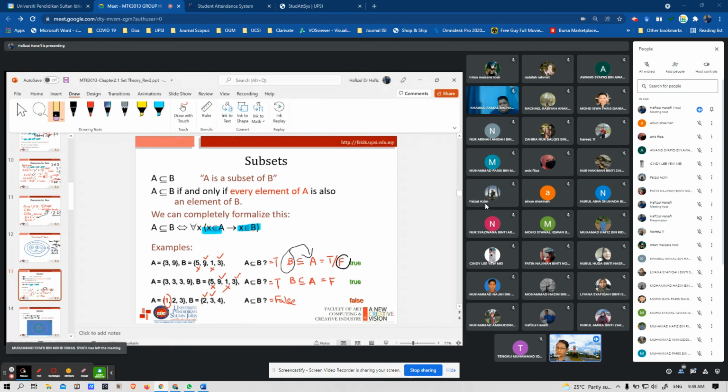Okay, same goes for number 2. We have A {3, 3, 9} and B {5, 9, 1, 3}. Is A a subset of B? True. Is B a subset of set A? The answer is false because not all elements in B are in A. And then is A a subset of B? The answer is false because 1 is not in B.